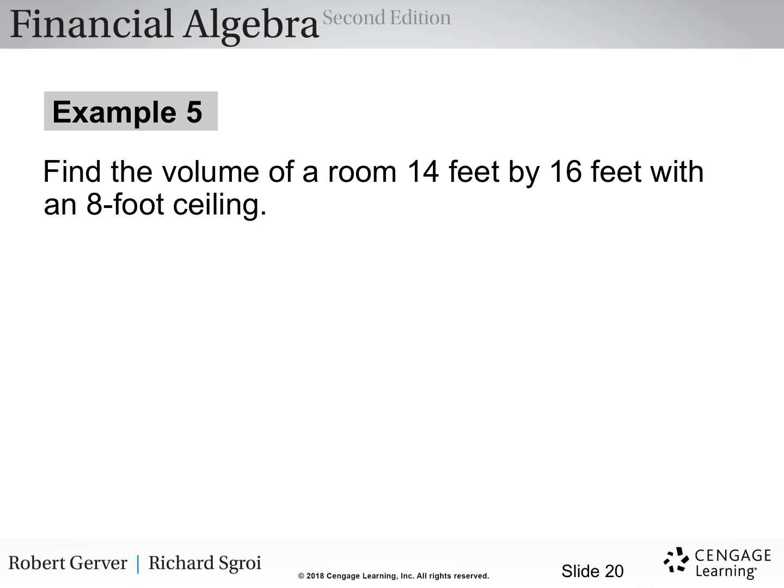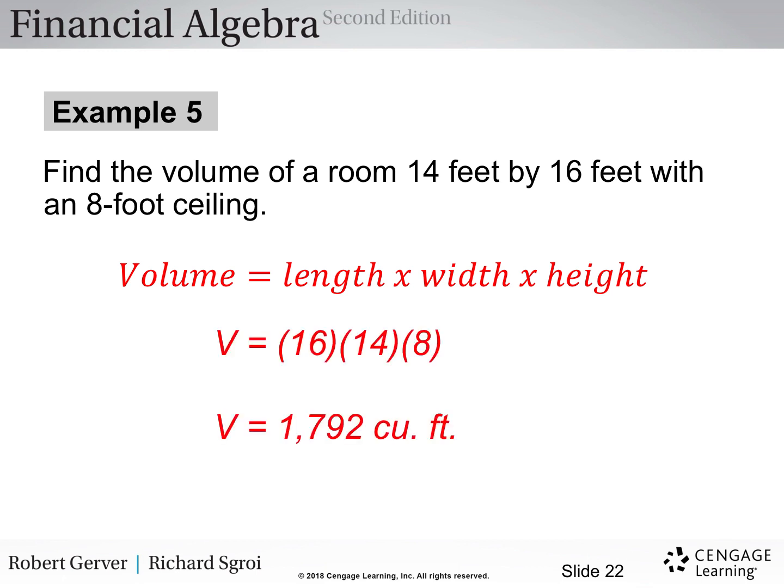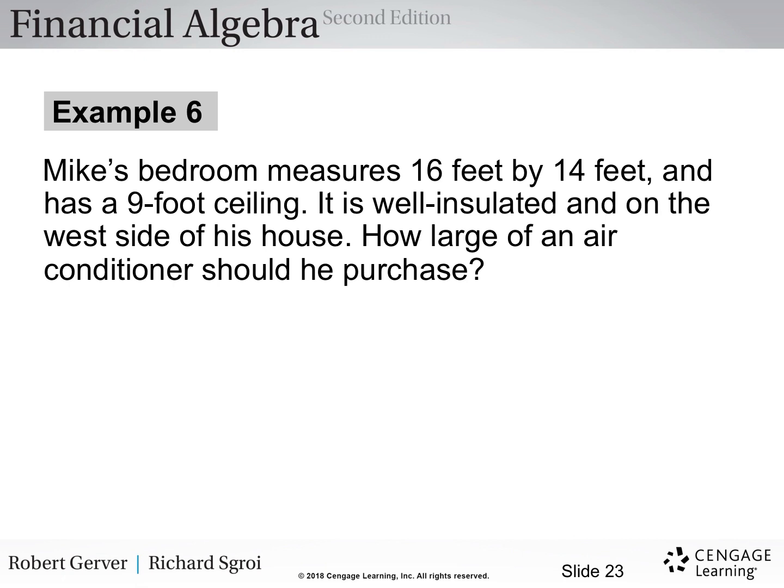All right, now example 5. We want to find the volume of a room that is 14 feet by 16 feet with an 8-foot ceiling. Well, the volume is simply equal to the length times the width times the height, okay? Well, from up here, we got that the length and width are 14 and 16, and the height is 8. So if we plug those in, we end up with the volume equal to 1,792 cubic feet.